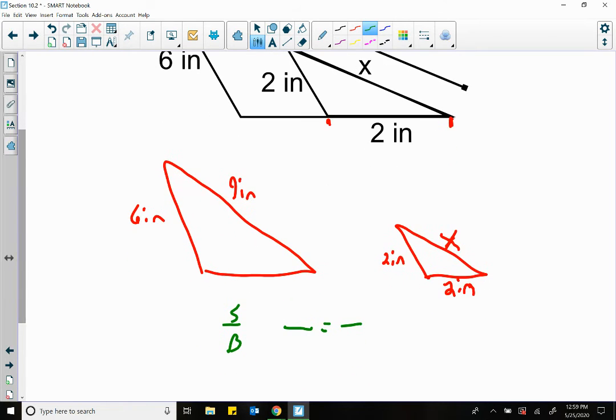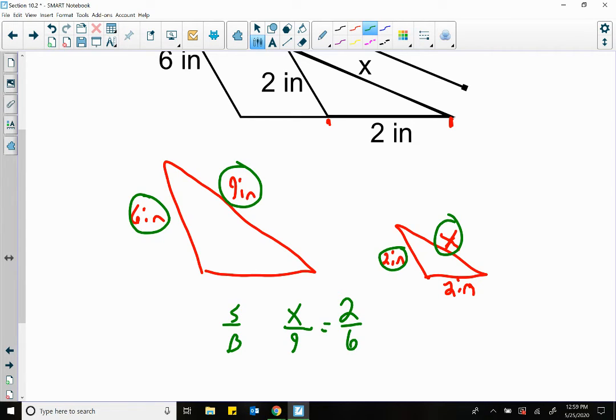So we're going small to big. Let's grab something on the small. Let's grab the x to make sure that's in there. Now, who matches the x on the big? That's the 9 inches. So these two are matching up. Then let's grab on the small. We can't grab this one, because there's nothing over here on the bottom. So it doesn't make sense to grab this 2 inches. So we're going to grab that 2 inches, the one that's a little bit more vertical instead of on the bottom. And that matches up with the 6 inches right there. Now that we have everybody matched up, we can solve.